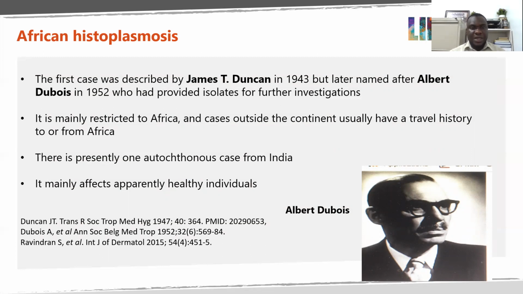So it's very much restricted to Africa, and almost all cases, even those diagnosed outside the continent, have a travel history to Africa. People that traveled to Africa or stayed briefly or for a long time in Africa have presented with a case of African histoplasmosis. However, there's one indigenous case from India, someone that hadn't traveled outside India before. It tends to affect apparently healthy individuals, like I've previously mentioned.